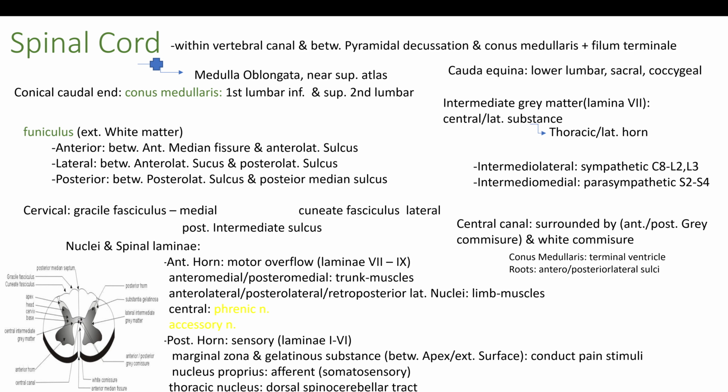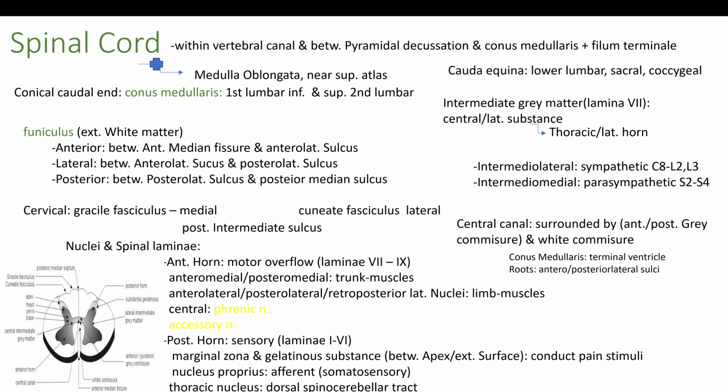Its conical end is known as the conus medullaris, at the level of the inferior border of the first lumbar vertebra, and also the superior border of the second lumbar vertebra. It has 31 pairs of spinal nerves. Of course, the dorsoventral roots of the lower lumbar, sacral, and coccygeal nerves are called the cauda equina. It has two enlargements, cervical and lumbar or lumbosacral.